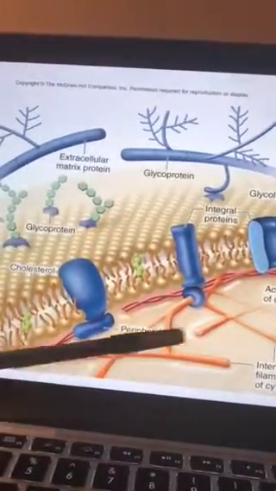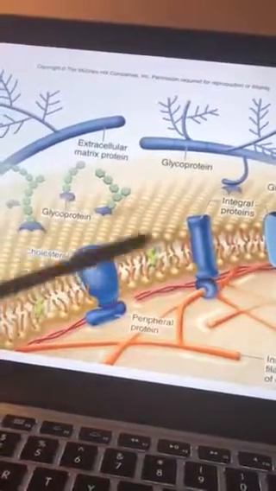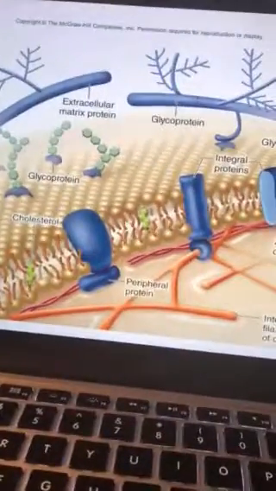And other parts of the membrane that you can see on the screen here are the intermediate filaments of the cytoskeleton. There's actin filaments here and some extracellular matrix protein. And that's all for the membrane structure.